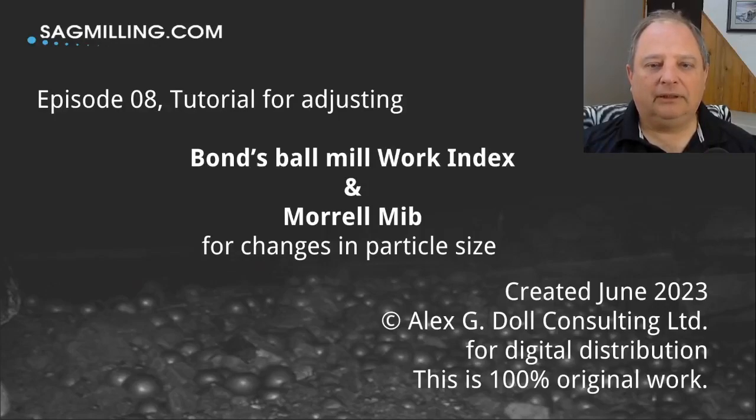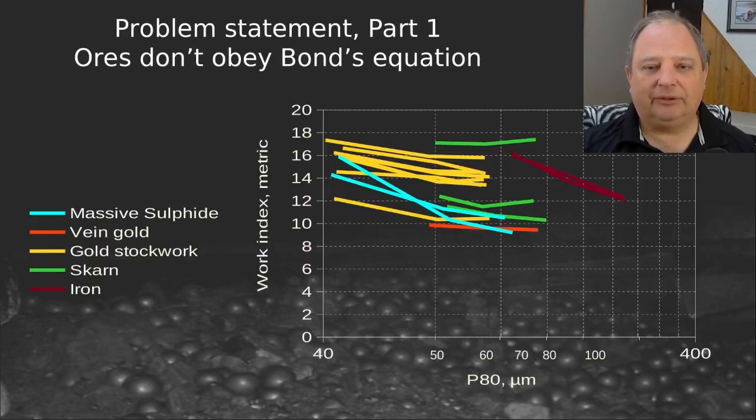Hello everyone. This video is going to be describing a technique for adjusting a Bond ball mill grindability test result to give you a work index that is appropriate for a different particle size than what the test was run at. The same technique, with a couple of minor tweaks, is done for Morrell Mib numbers, and you will sometimes encounter situations where a test was done at a size that might have made sense at the time, but is no longer valuable for the work that's being done in front of you right now.